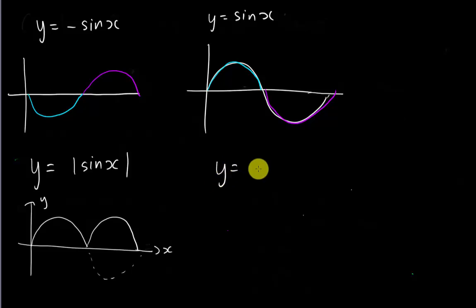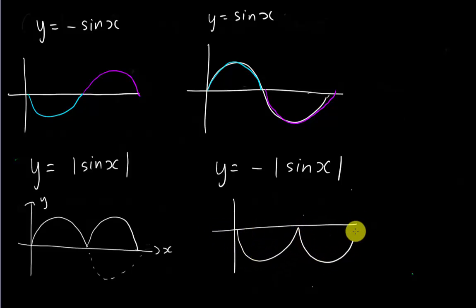If y equals negative modulus sine x, if you have the negative and modulus, everything positive will become negative. So that means your graph basically will look like this. Correct or not? Because negative modulus means whatever value you get in here is just the negative. So this is your x, this is your y, and your graph will look like this.